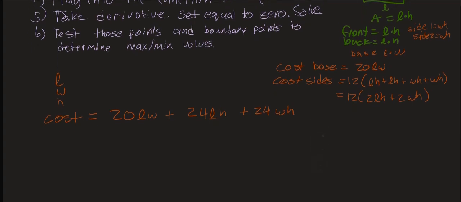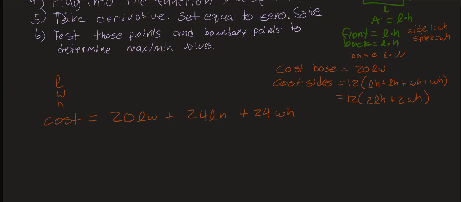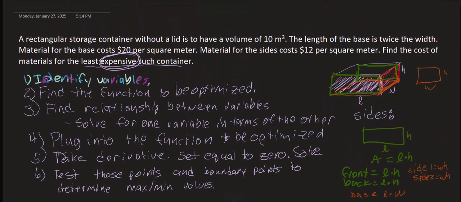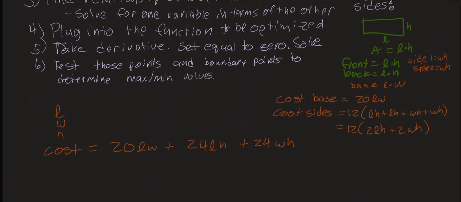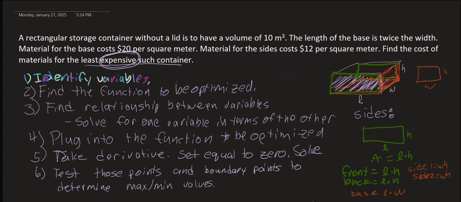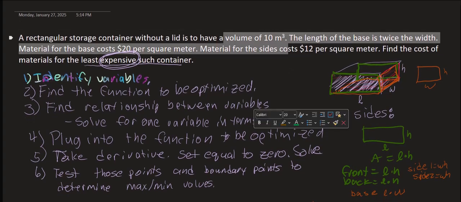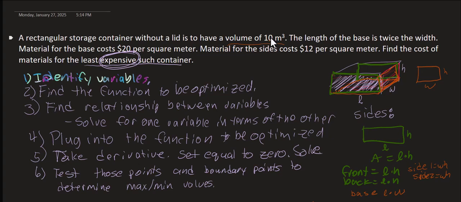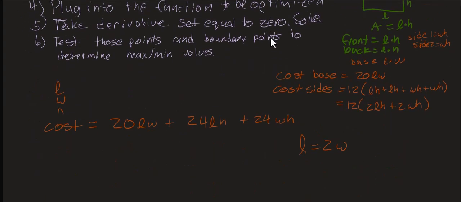Now I want to look for a relationship between the variables. I actually have three variables here, so I'll need two relationships. One relationship is that the length is twice the width, so L equals 2W. The other relationship comes from the other piece of information in the problem: the volume is supposed to be 10 meters cubed, and the volume is length times width times height.